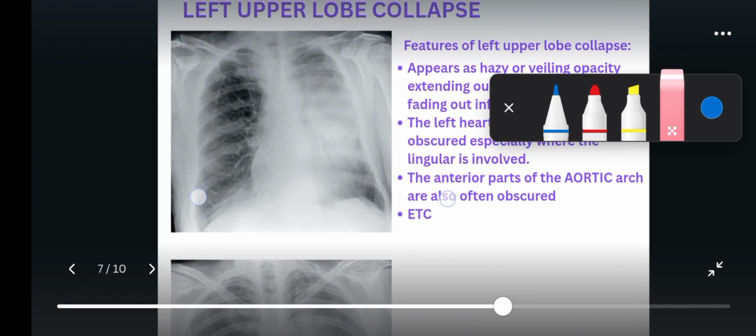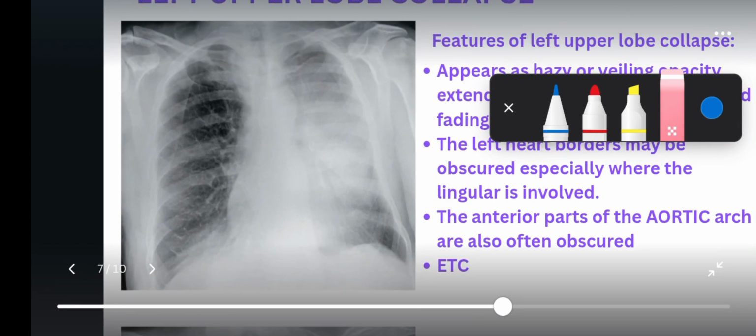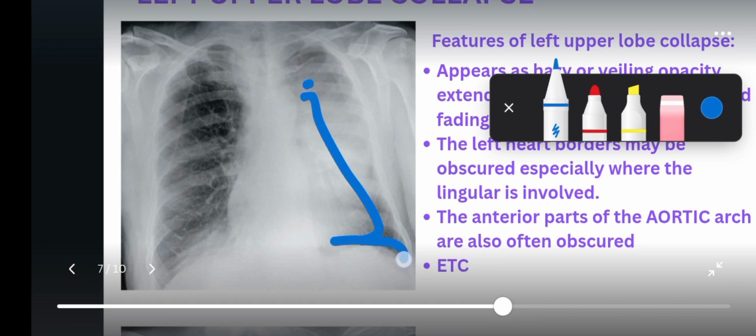So look at this one, this upper one. We see that the whole of the left heart border are obscured, but the diaphragm is clear. So this one involved is upper lobe collapse, but involve greater aspect of the lingula. That is why this left heart border is obscured.